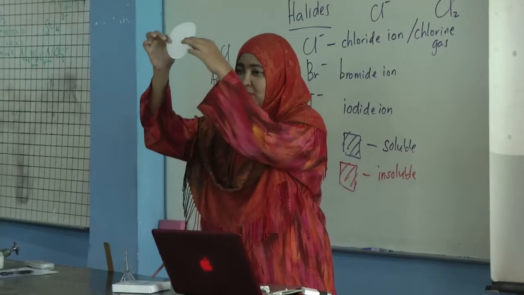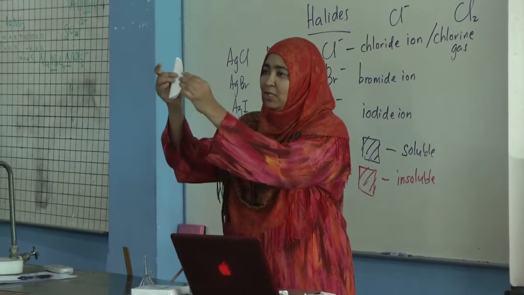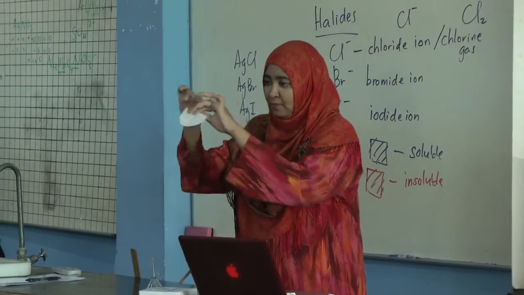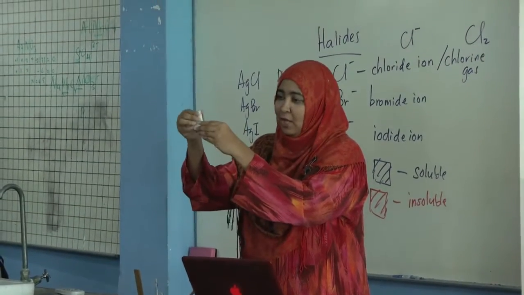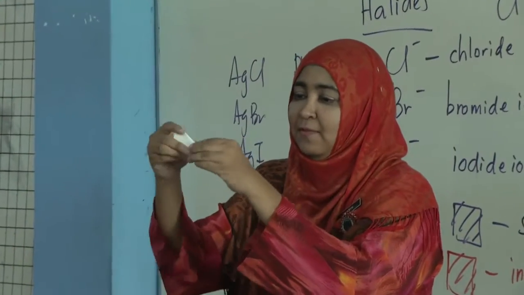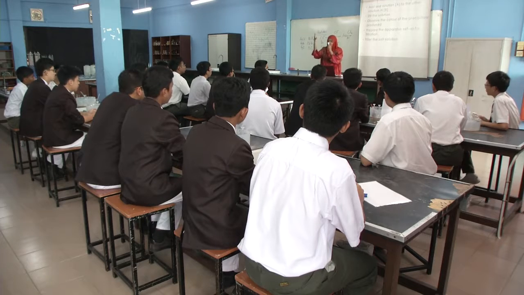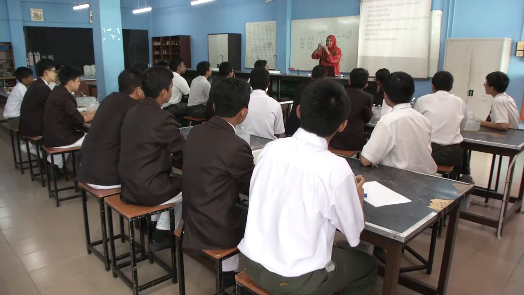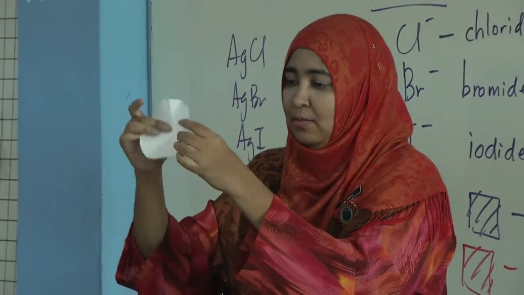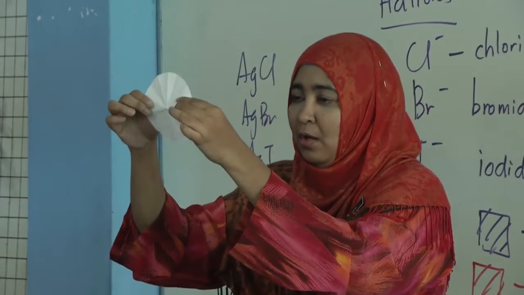You're going to start your experiment by folding the filter paper. How do you fold this filter paper? First you fold it in half, and then fold into another half, and another half, and finally another half. So how many times do you have to fold? 4 times.